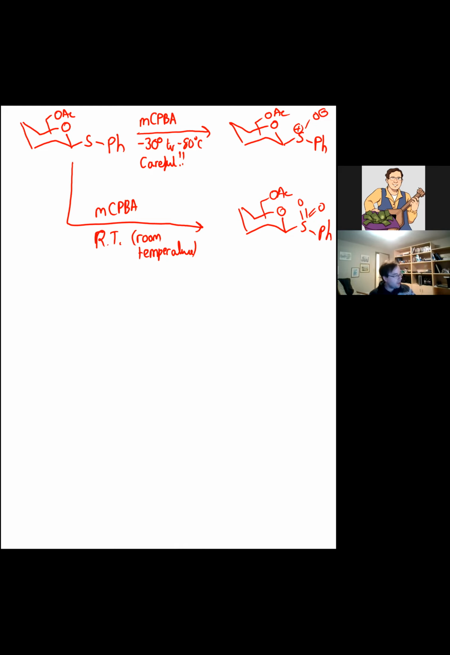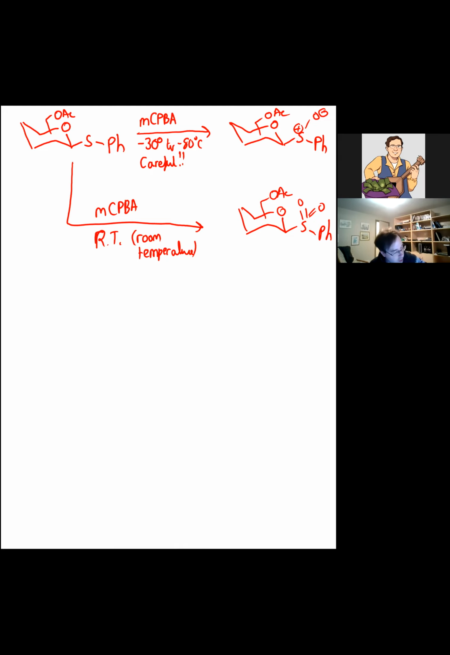I'm not going to draw the mechanism for this. It's exactly the same mechanism you would draw for an epoxidation of a double bond, except your electrons are not the double bond, your electrons are a lone pair on the sulfur. But other than that, it's exactly the same kind of reaction. So this is a pain. So there's got to be a better way to do this, and there is.